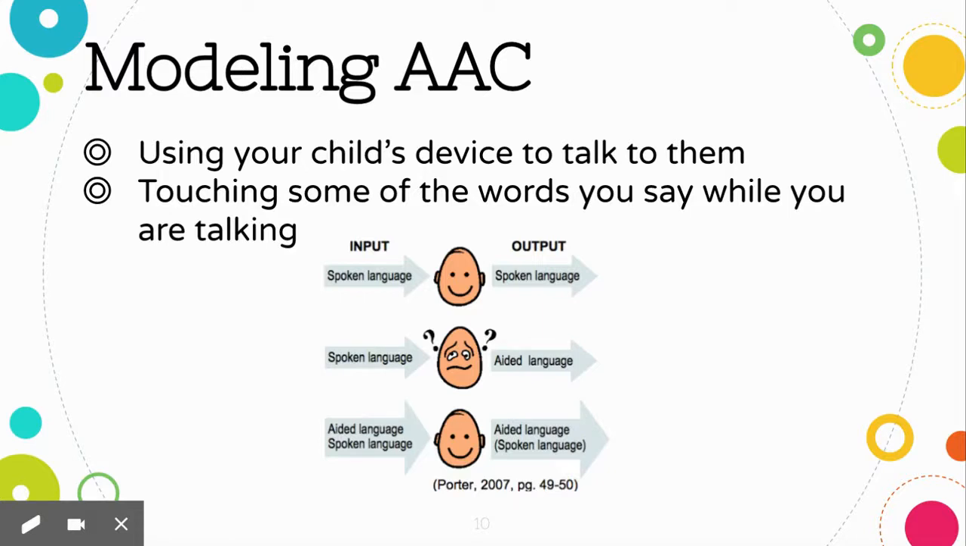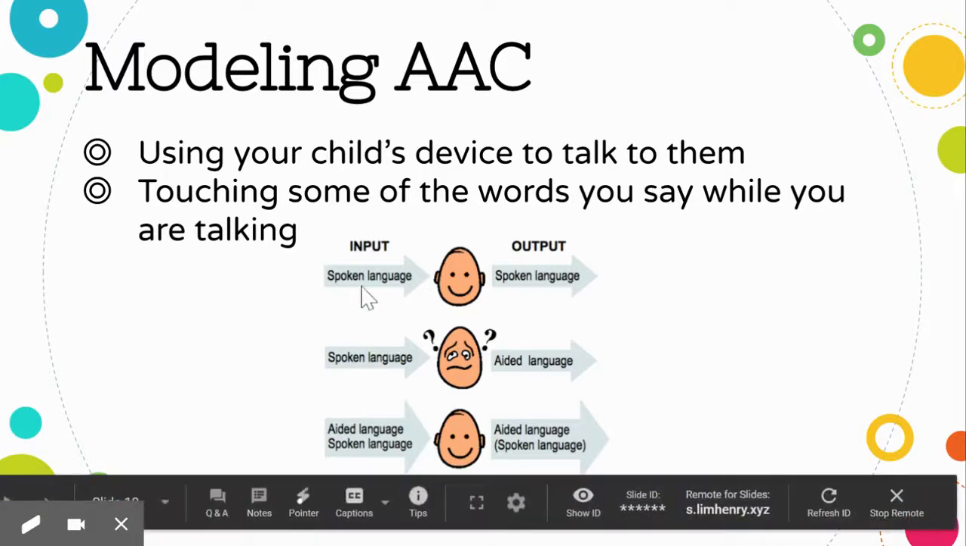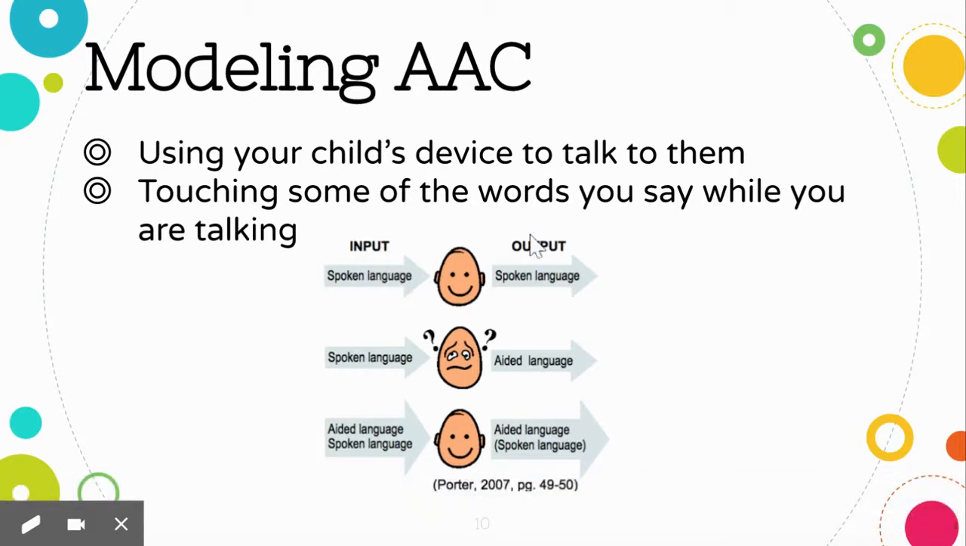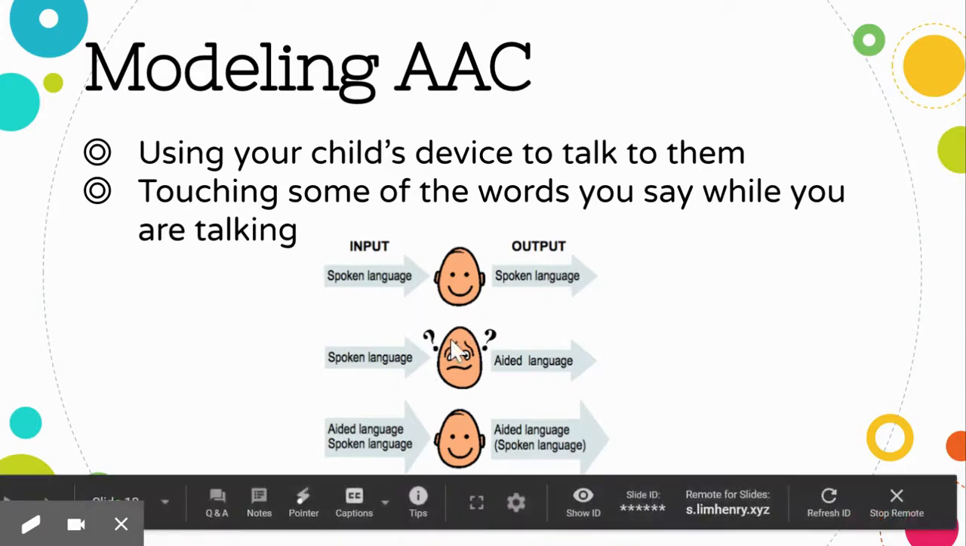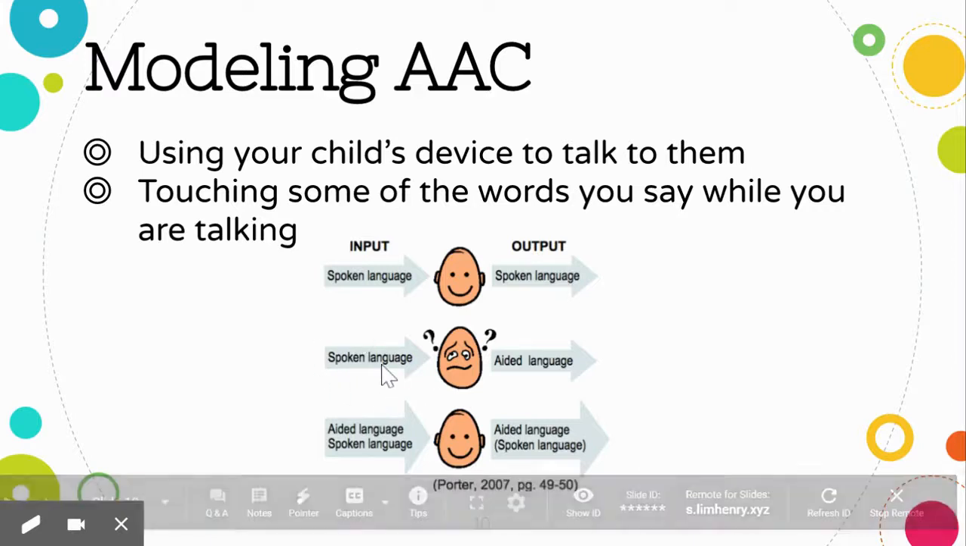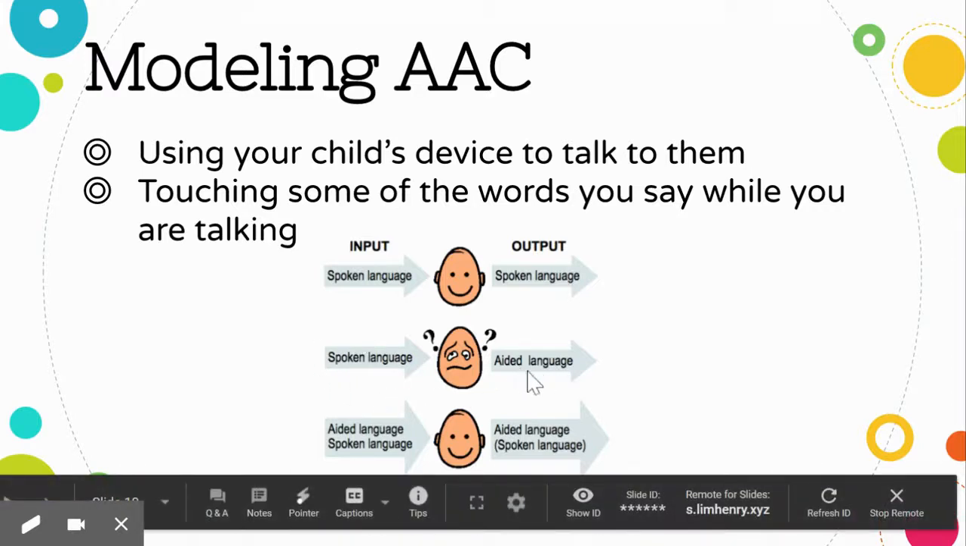So, what this graphic shows here is the different options that we have. If we have a student where their input, what we say to them, is spoken language, we would expect them to be able to speak back to us. But if we have children who we're expecting to use an AAC device and we're only providing them spoken language, but expecting them to use the device to talk back to us, they can get confused. And so what we want to do is use both aided language, which is the AAC device, and spoken language, so that the child speaks back to us using aided language or the AAC device and spoken language.